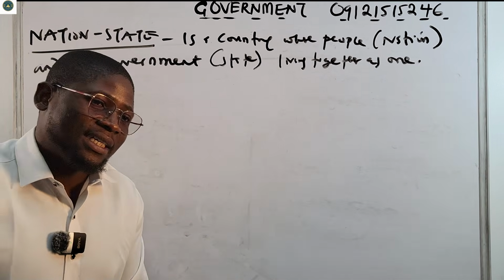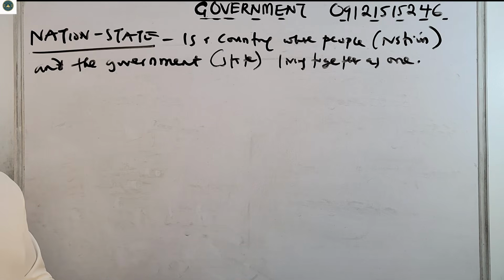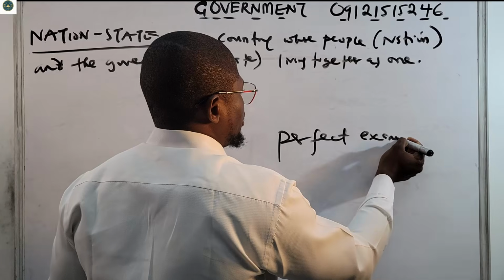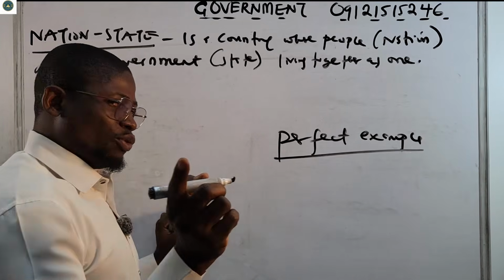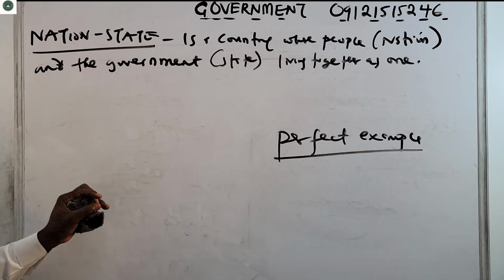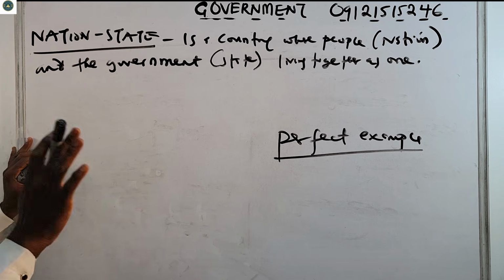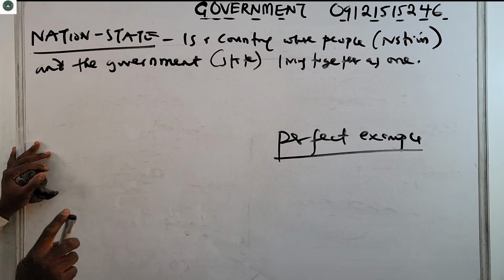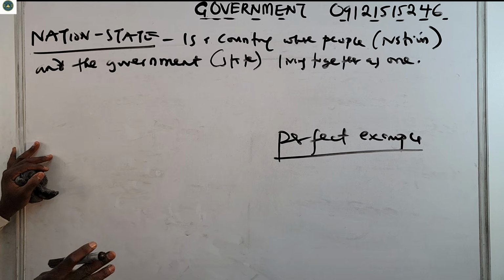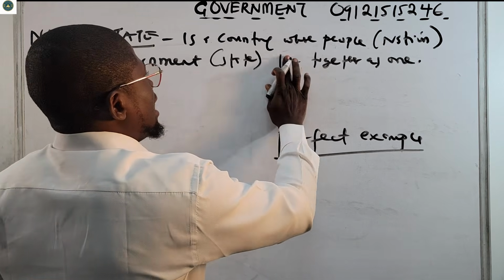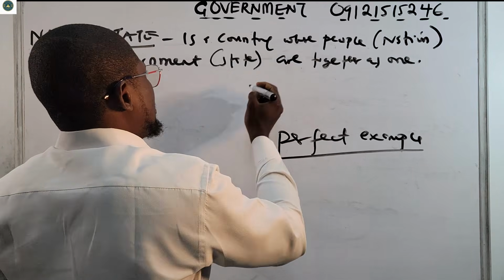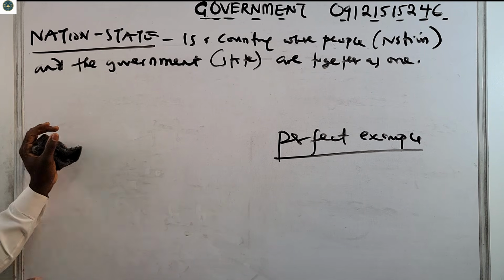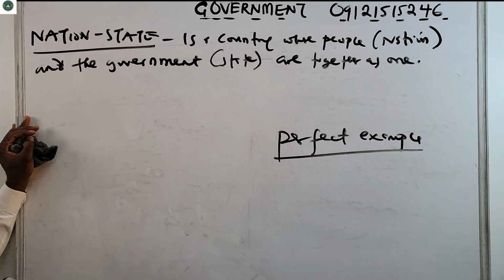Remember, I was saying Nigeria is an example of a nation-state. Just that Nigeria is not a perfect example of a nation-state. I will tell you why very soon, so please ensure you remind me. So a nation-state is a country where the people, the nation, and the government, the state, are together as one. Let me not say living together; let me just say are together, since the government is also made up of people. You can say live together, but let's just say they are together as one.